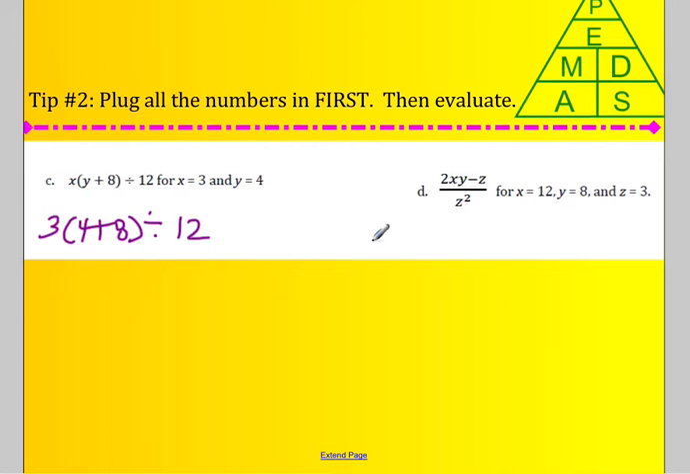Now I follow my rules of PEMDAS. The first one is parentheses. So 4 plus 8 is in parentheses. So it's 3 parentheses 4 plus 8, so 12 divided by 12. Now I look for exponents. There is no exponent, so I multiply and divide from left to right. So I would take 3 times 12 first, which is 36. Just rewriting, divided. Now I go from left to right again. 36 divided by 12 is 3. So my final answer is 3.